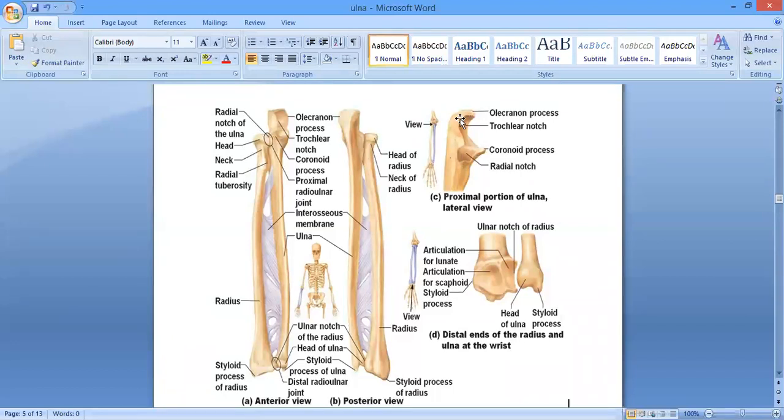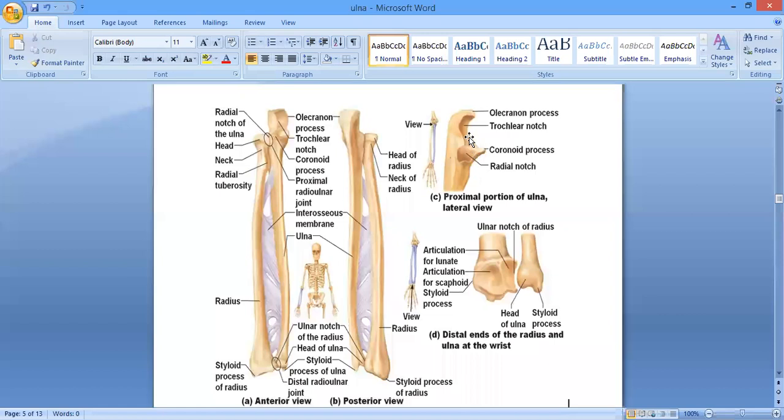See, one curved process is this and another curved process is this, right? It projects curved upward and anteriorly. So it has two curved processes. One is the olecranon process and the other one is the coronoid process. Any problem? The upper end has two curved processes: the olecranon process and the coronoid process.